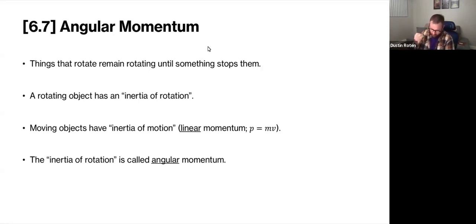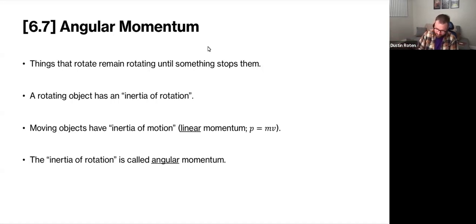But the whole idea behind it, let me give you the background, is the idea of conservation of angular momentum. So I can at least give you the basics here, and then you can go look at some cool in-class demos later. Like we talked about, things that rotate will continue rotating until something stops them. So a rotating object has some sort of inertia of rotation, just like linear moving objects have this inertia of motion.